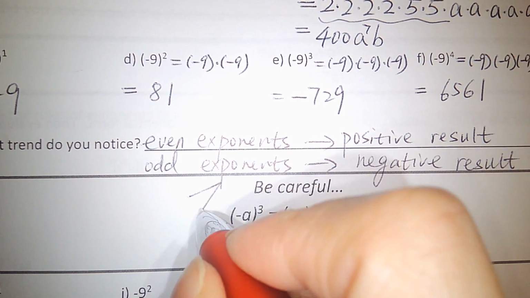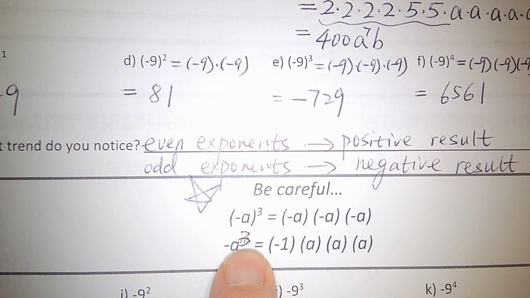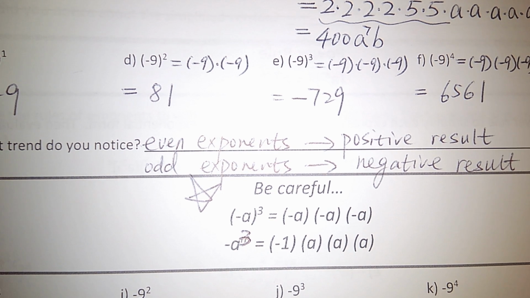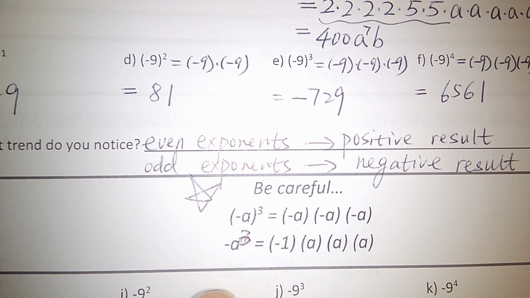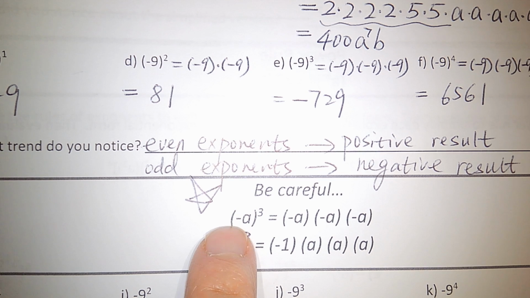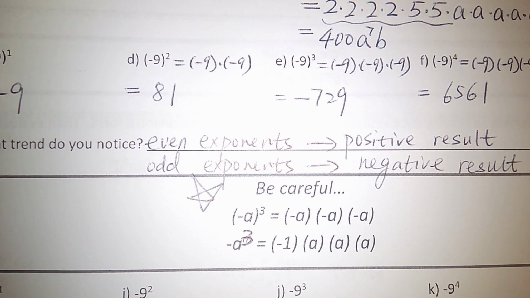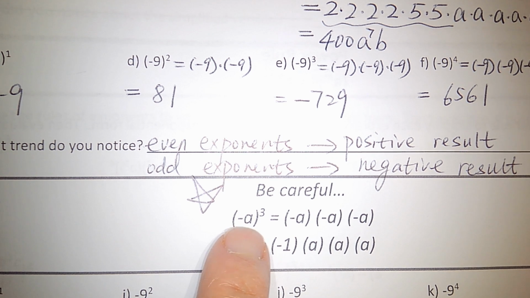Be careful. This is a typo, okay? It's not negative a to the mth power, it's negative a to the cube, to the third power. Be careful, it looks very similar. Negative a cube, negative a cube. But one has parentheses, the other one does not have parentheses, right?